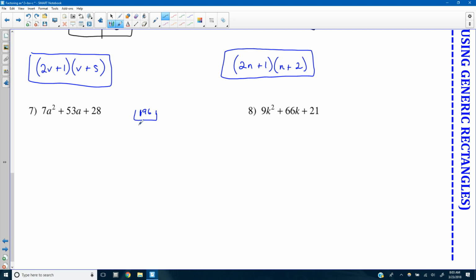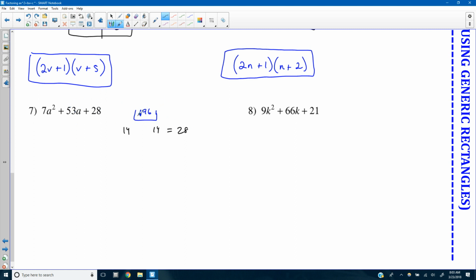I should not test 1 and 196. You know that's not going to add to 53. I have to test two numbers that are less than 53. Meaning I have to test two factor pairs that multiply to 196 that are less than 53. Well, I know 14 times 14 multiplies to 196, but of course that adds to 28, which is not the number we're looking for. We're looking for a 53 here.